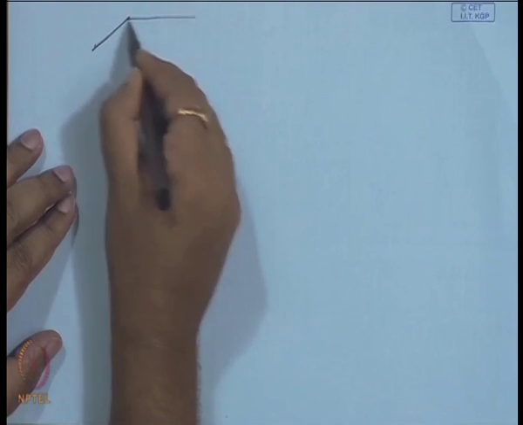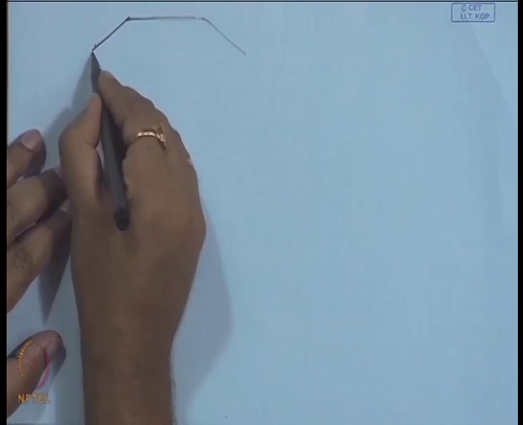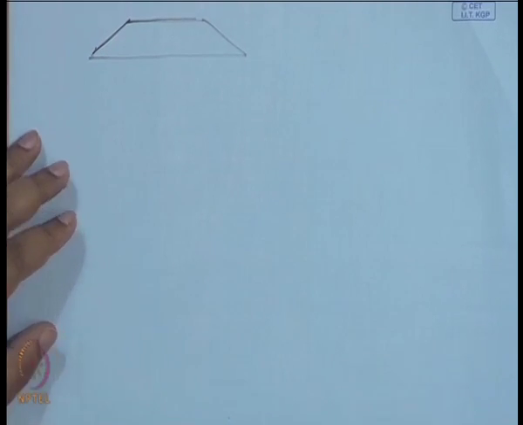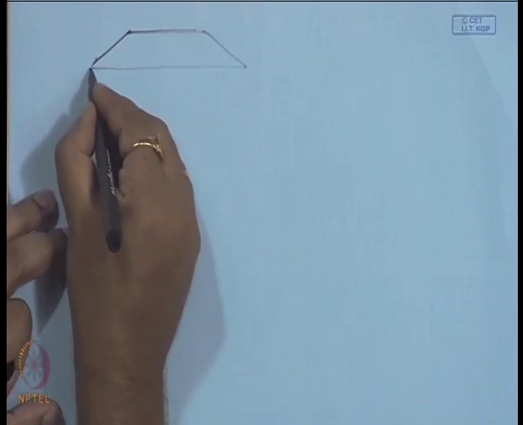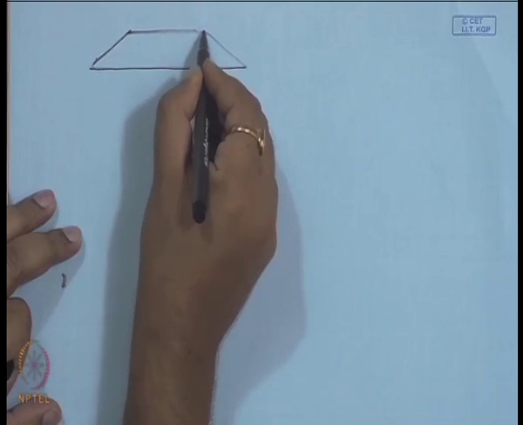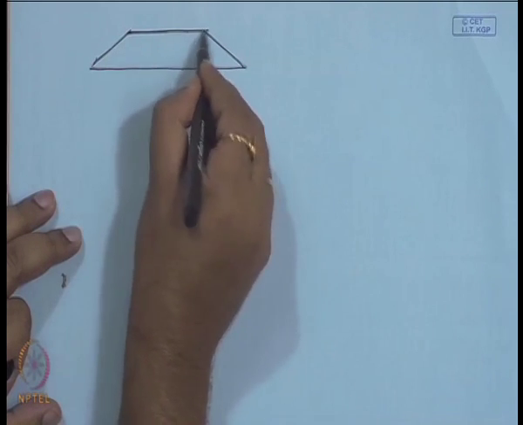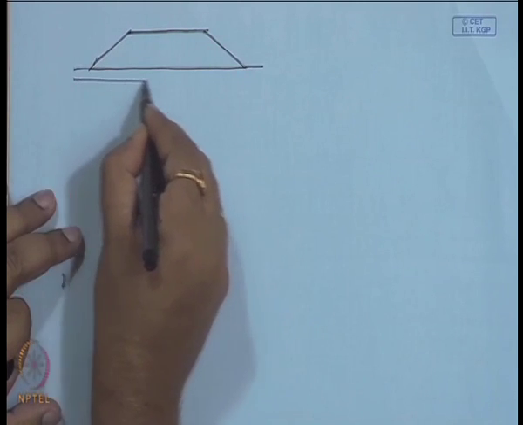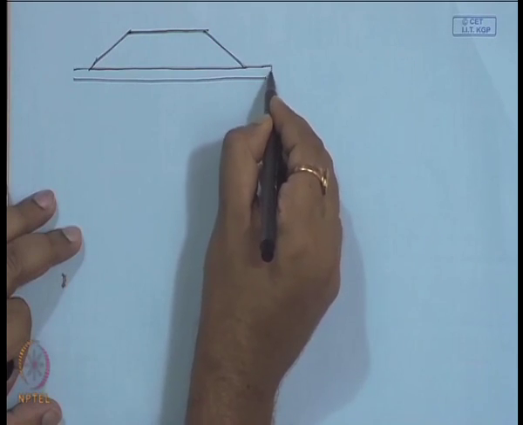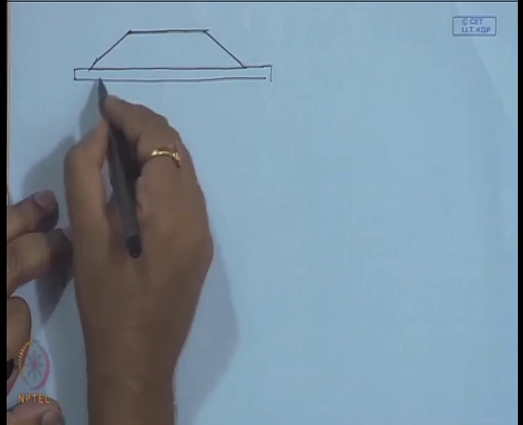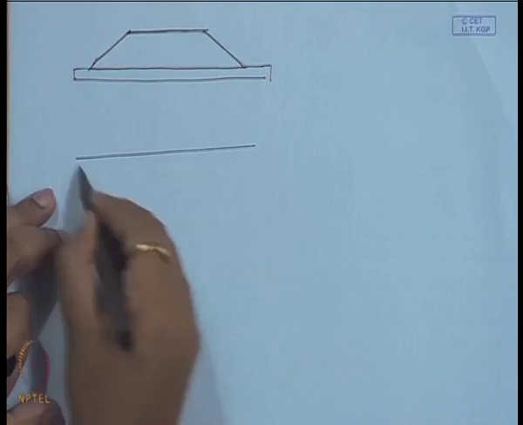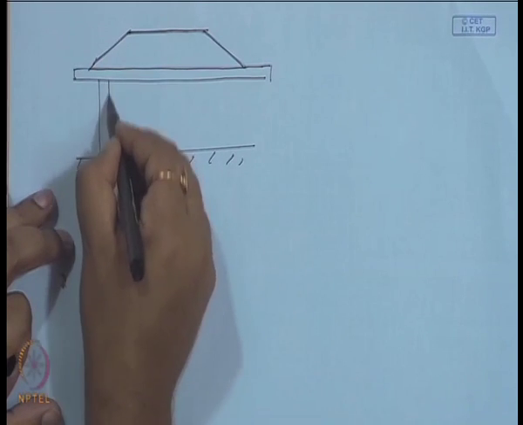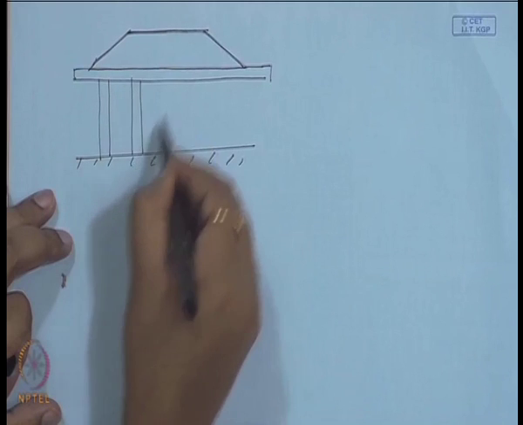Suppose this is the embankment, this is the granular layer and this is the base, and then this is the stone column.